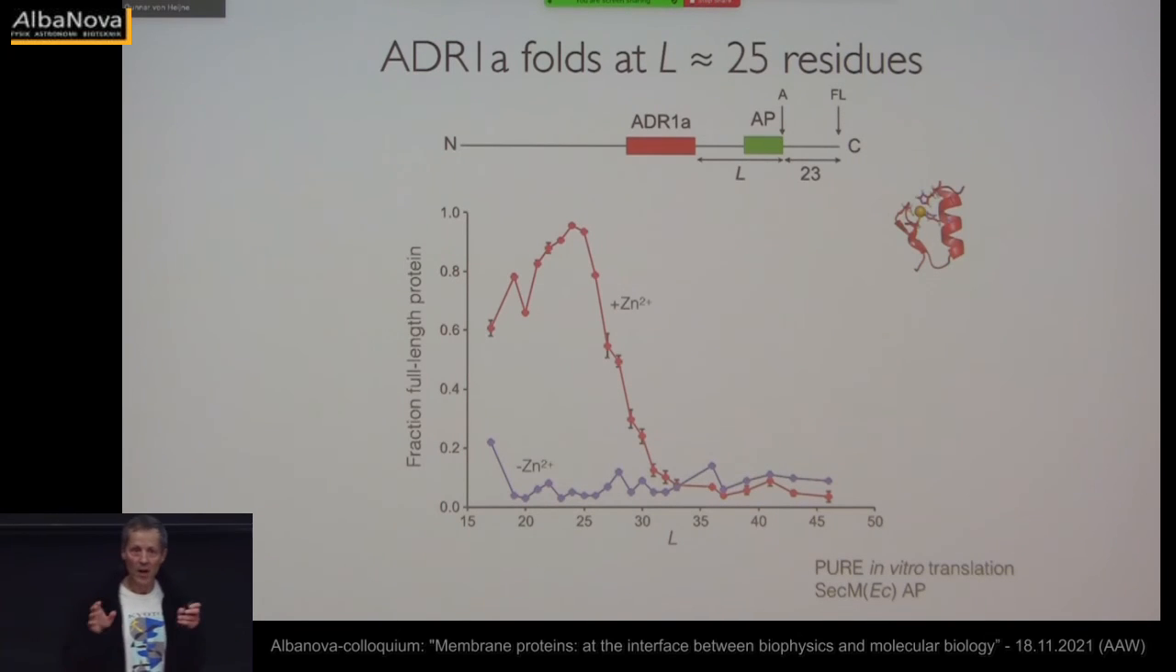That's when these other mutated versions of the arrest peptide come into play. We could just mutate the arrest peptide in two or three places to increase its strength.